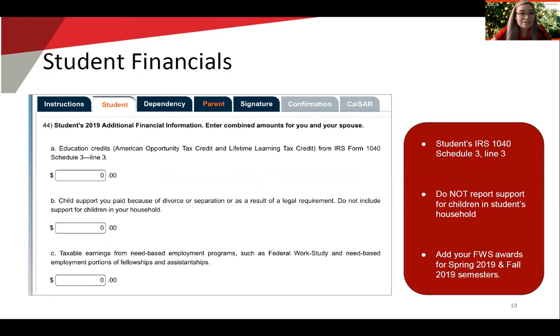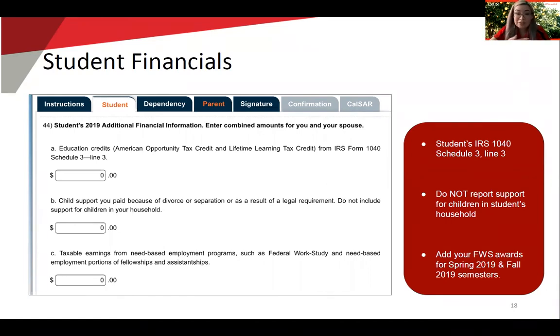On this next section, we want to reference back to the 1040 forms. It's going to ask about education credits that you might have received in 2019. So you'd go to the 1040 tax return forms, and you're going to check and see if you have a Schedule 3. If you have a Schedule 3 form, then you're going to look at line 3. The amount on line 3 is what will be reported on this question.